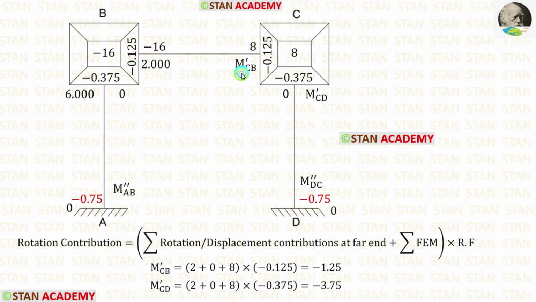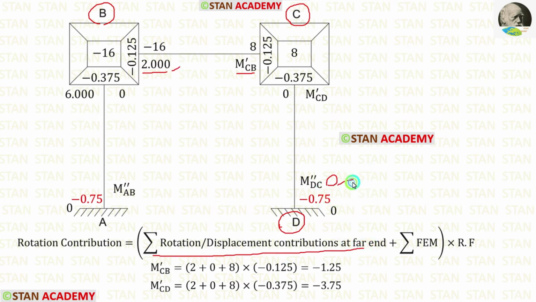Now let us find M'-CB. M'-CB is located in the point C. For the point C, the far ends are the point B and the point D. In the point B, the rotation contribution is 2. In the point D, initially there will be no displacement contribution, so we can assume that M''-DC is 0. So for the summation of rotation or displacement contributions at far end, we have 2 and 0.